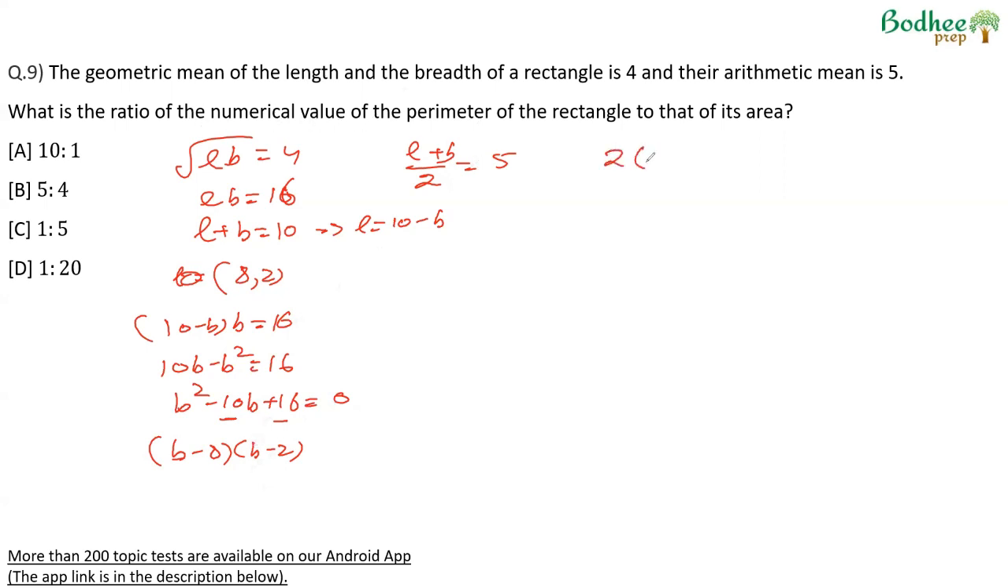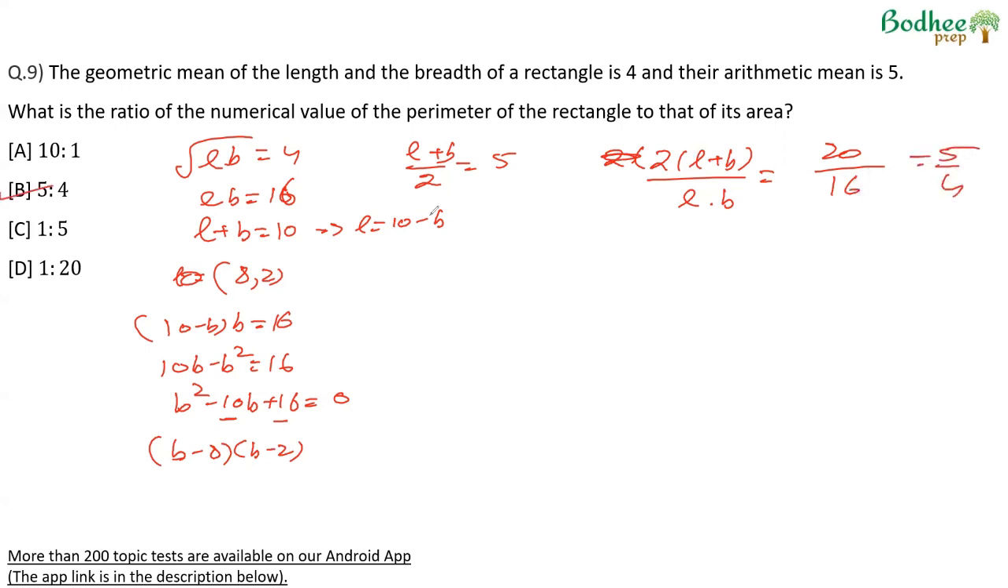Perimeter of the rectangle is twice of L plus B. Area is L into B. We did not even have to solve for L and B. We already had the values of L plus B and L into B. L plus B is 10, so twice of L plus B will be 20. LB is 16. Hence the ratio comes out to 5 by 4.